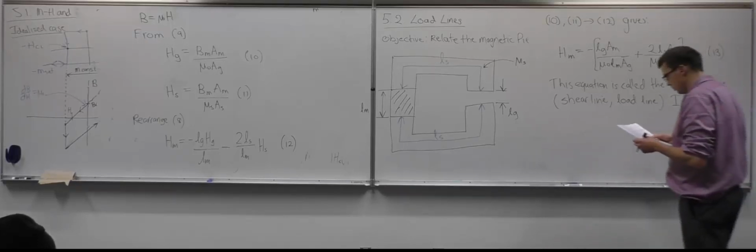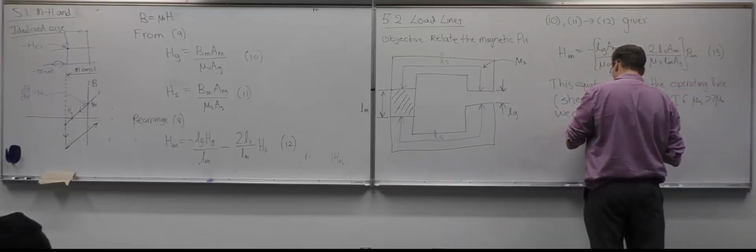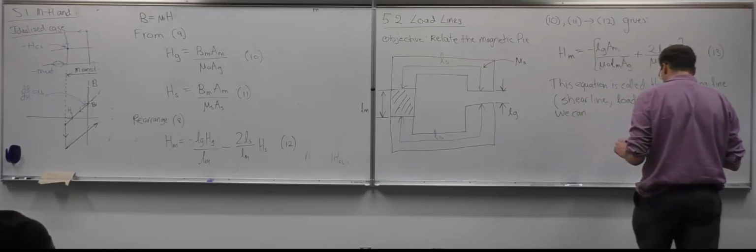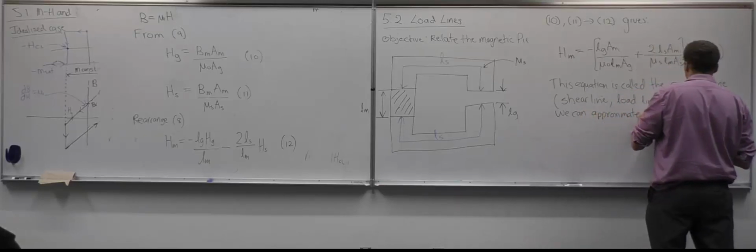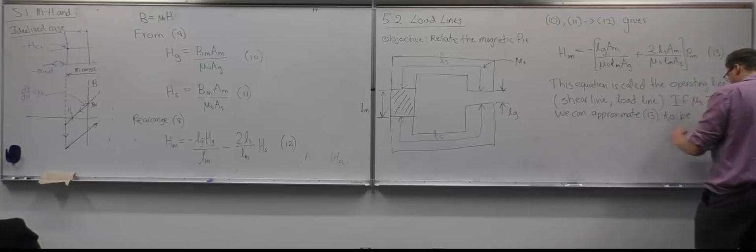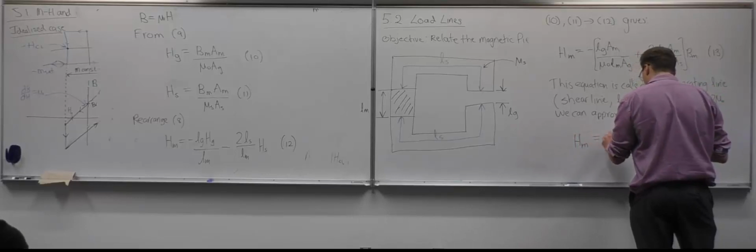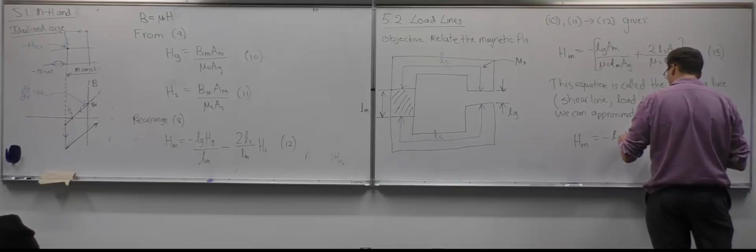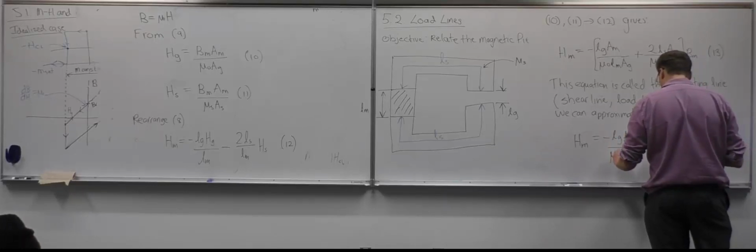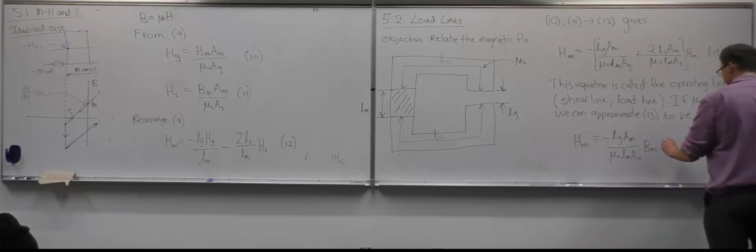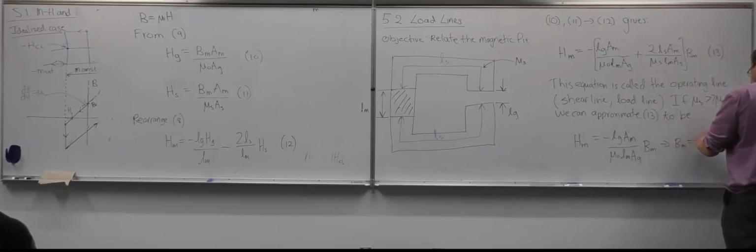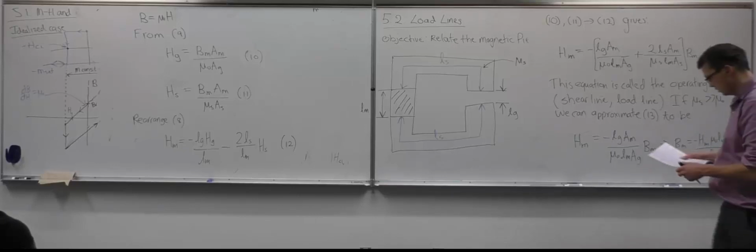So if mu s is much greater than mu naught, we can approximate equation 13 to be Hm is equal to minus Lg Am divided by mu naught Lm Ag Bm, or Bm is equal to minus Hm mu naught Lm Ag divided by Lg Am. That's equation 14.